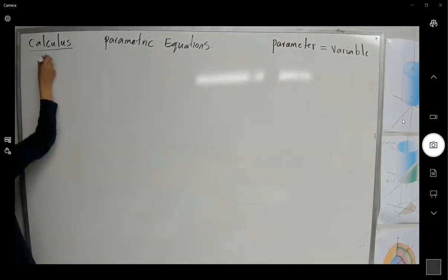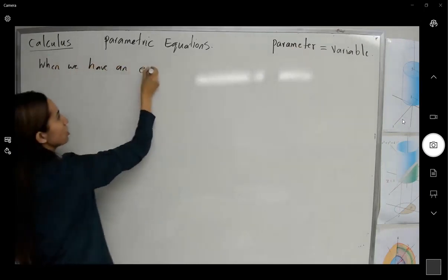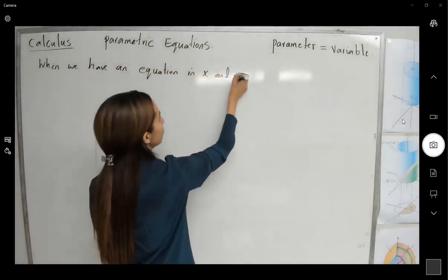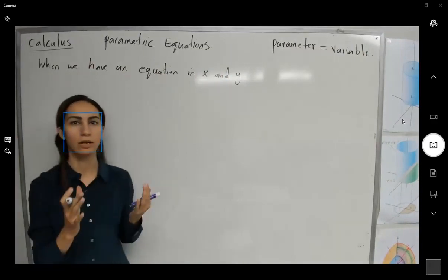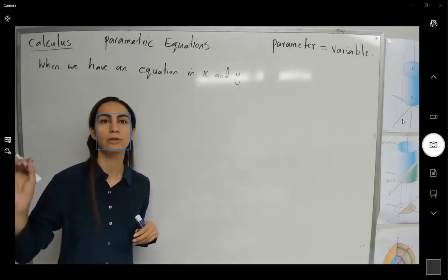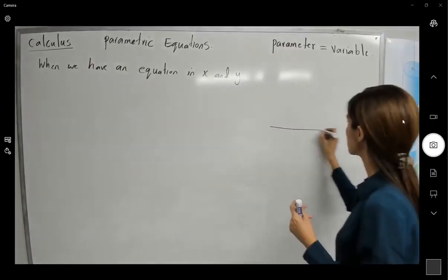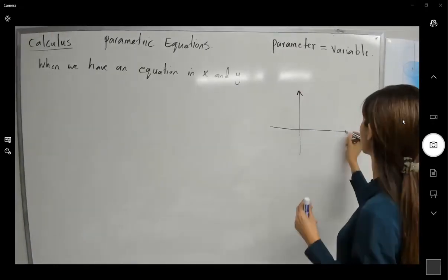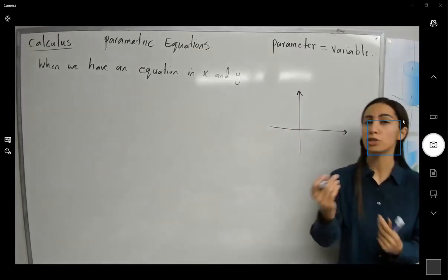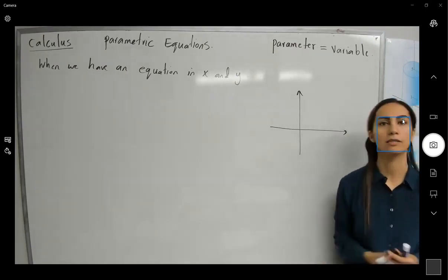So when we have an equation in x and y, in the simplest form possible, we are thinking about the position of a particle. Remember that x, y in the plane represents the position of a particle. Suppose you have a fly in the room moving around and you're interested in knowing the position of that fly in this room.